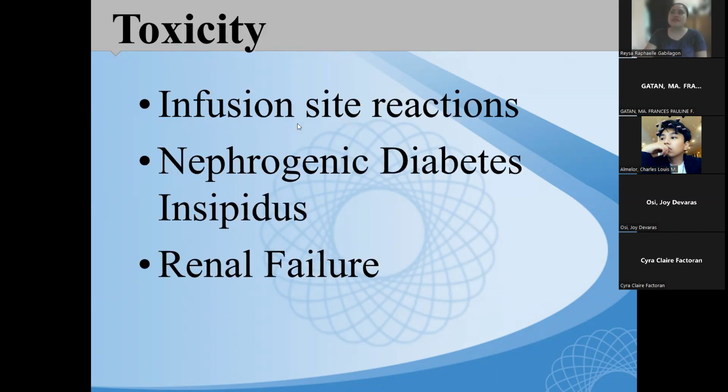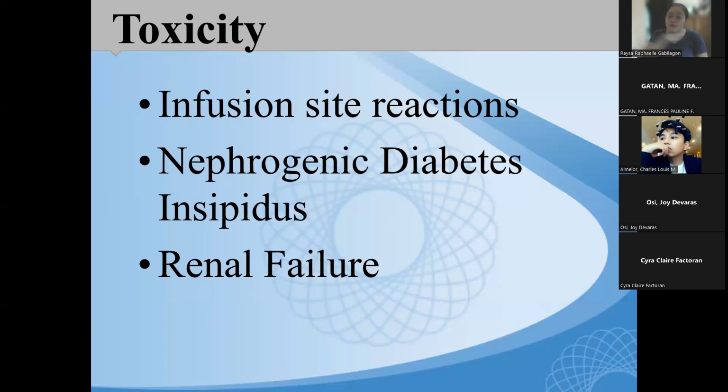How about the toxicities of our conivaptan? This one, class, is given intravenously. So there might be infusion site reaction. So kung saan in-infuse, pwedeng may possibility na magkakaroon ng allergic reactions, for example, or problems on the injection site. And then another one is nephrogenic diabetes insipidus.